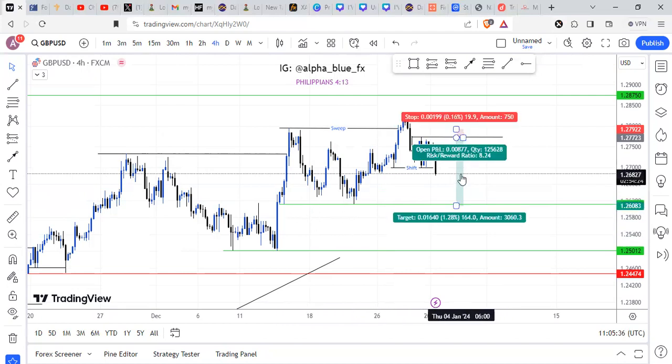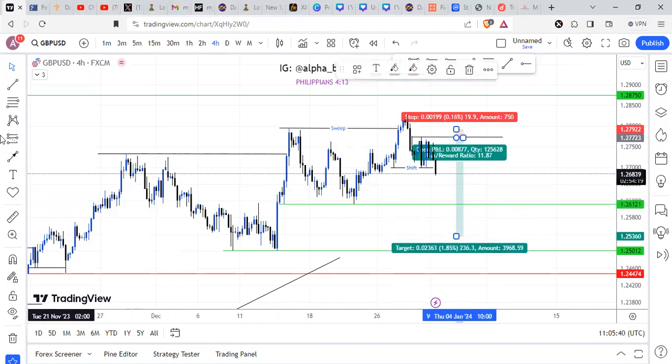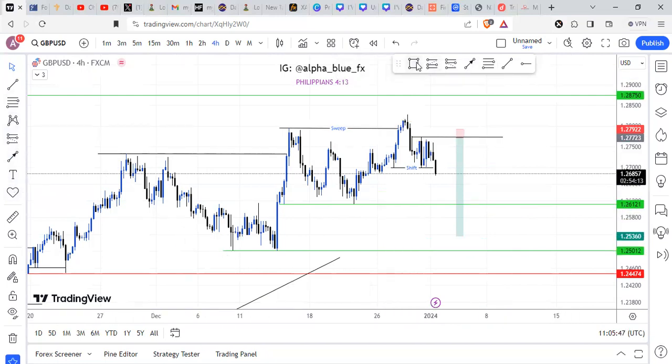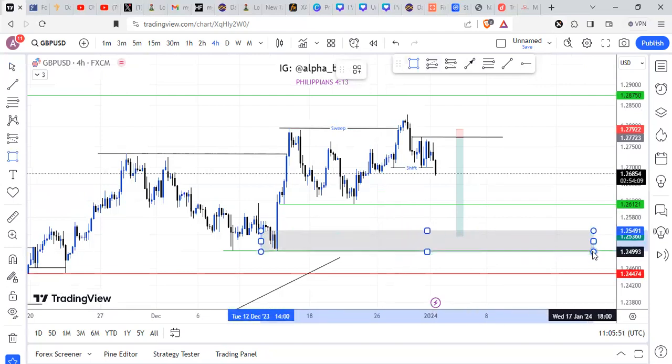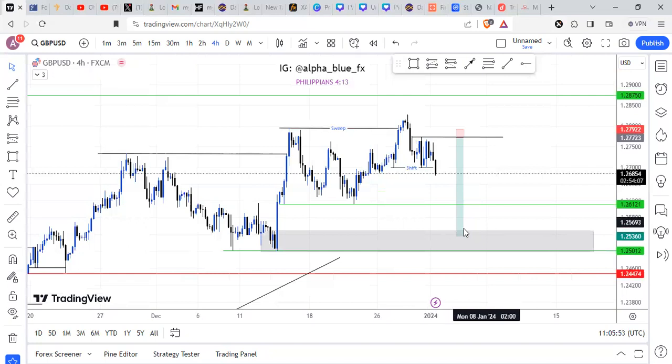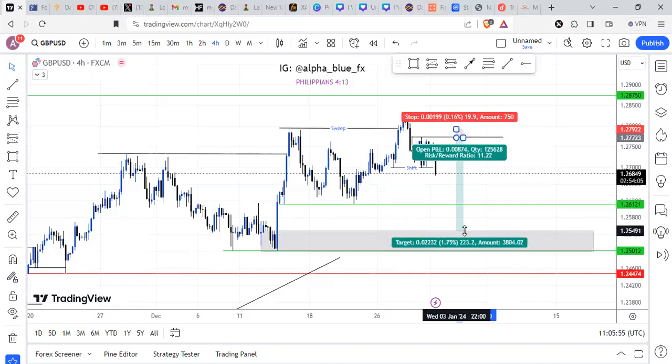So this trade right here even has the potential to run all the way to this other block here, because we have another block here, or you can call it a demand. Look at it right here. All right. So this trade even has the potential to run all the way till it comes into this point right here. It's very, very possible.